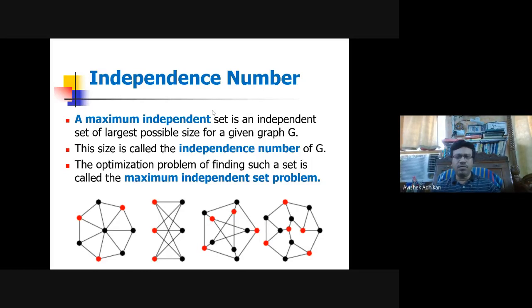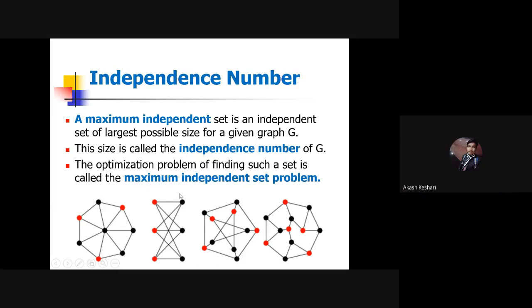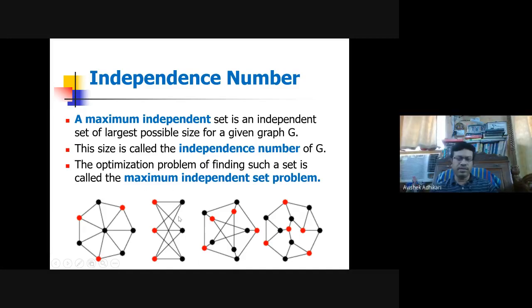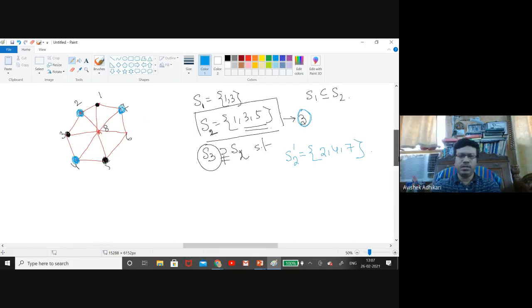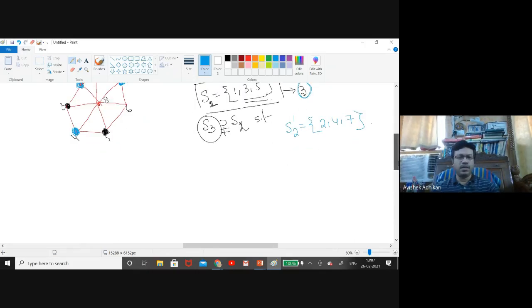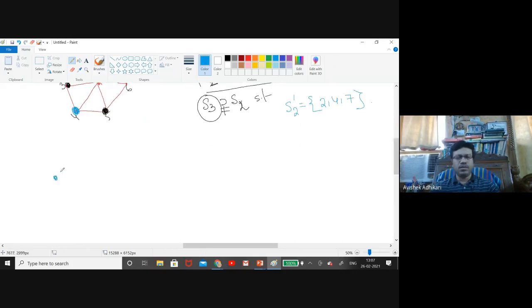Now tell me, what is the independence number of this set? Independence number, sir, of this. 3. This is 3. Why? Okay, let us draw this. How many was it? 3 by 3. Okay, 3, 3.